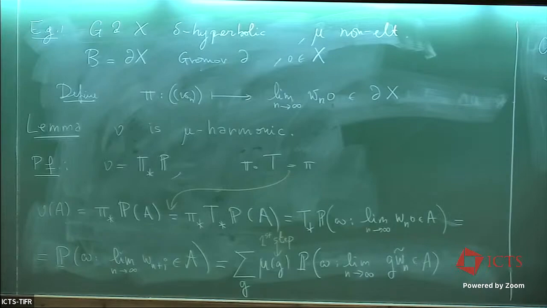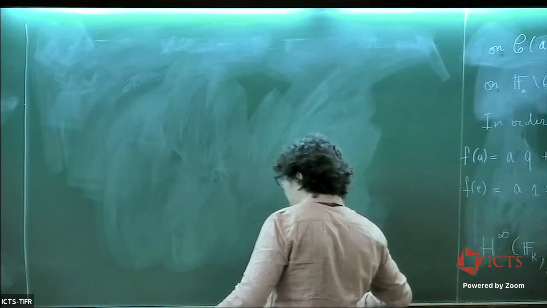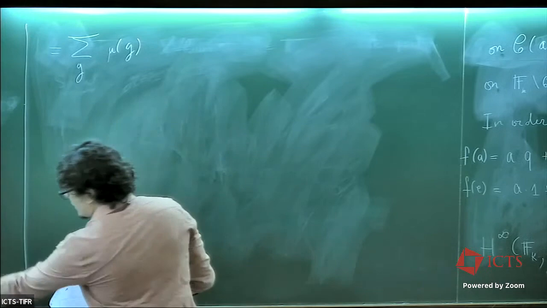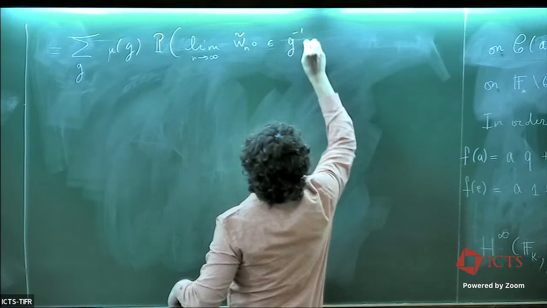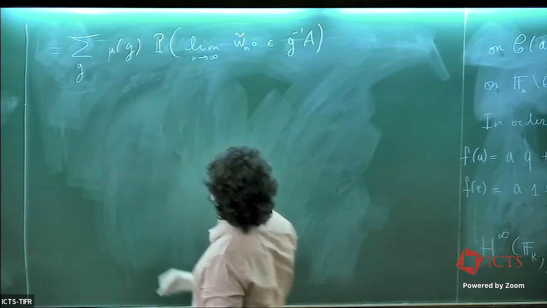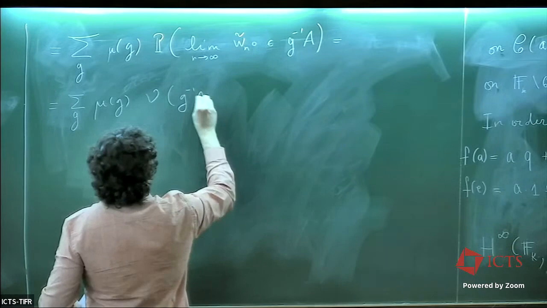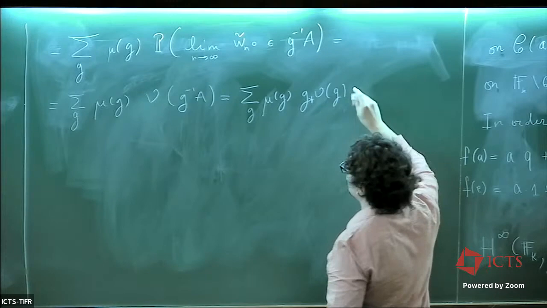Okay, and so from here then it's pretty clear. You can look at the group action. So you see the group action is indeed needed. So far we used the shift. Now if we use the group action, well, we see that this is mu of g times what? Well, right, this is indeed the probability that the limit of Wn tilde, this new walk, belongs to g inverse of A by the group action. And so, by definition, this is the hitting measure of g inverse of A. And then by definition of push forward, this is indeed mu of g, g star nu of A.